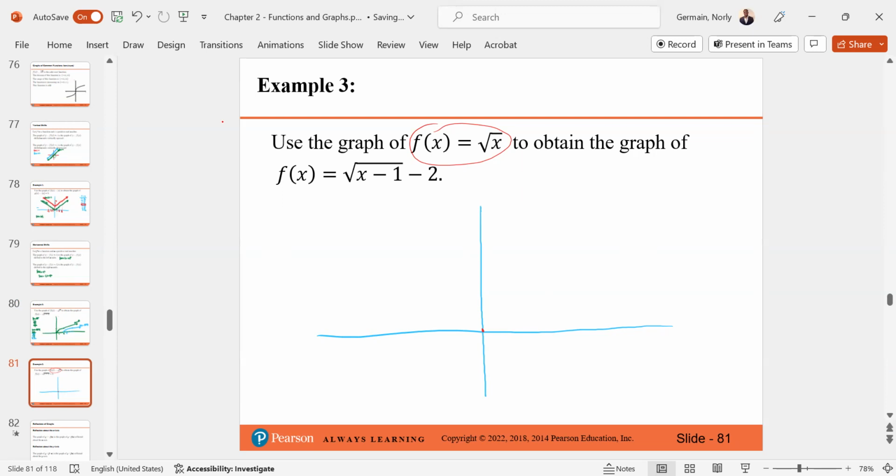Okay. Now, square root of 0 is 0, square root of 1 is 1, square root of 4 is 2, and square root of 9 is 3. So we're gonna have something like that. Now, this is f of x equals square root of x, okay? f of x equals square root of x.